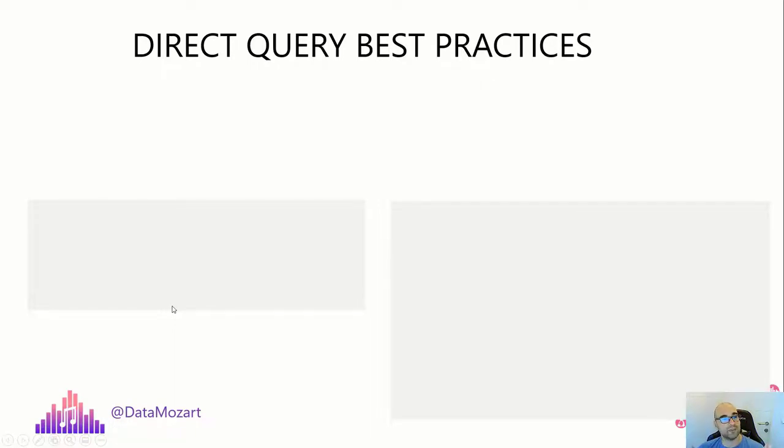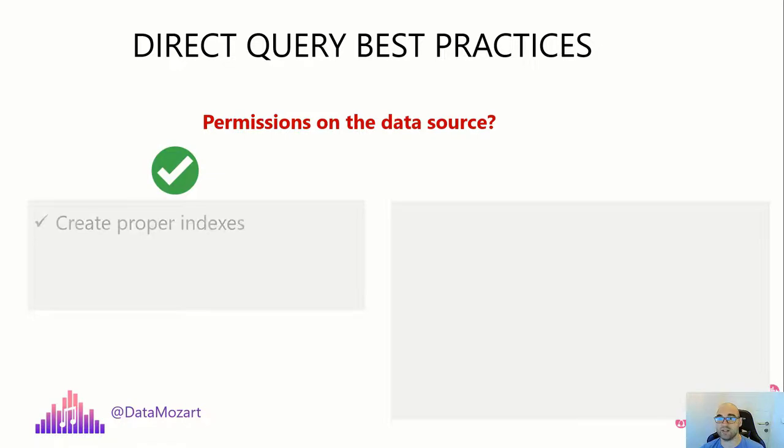If I still didn't convince you to avoid direct query, or you simply must go this way, here is the list of general rules that you should keep in mind in order to get the maximum performance from direct query storage mode. The first one is a huge if. So if you have permissions to perform changes on the data source, there are multiple ways to improve the direct query performance. First, you can create proper indexes to support your most frequently run queries.